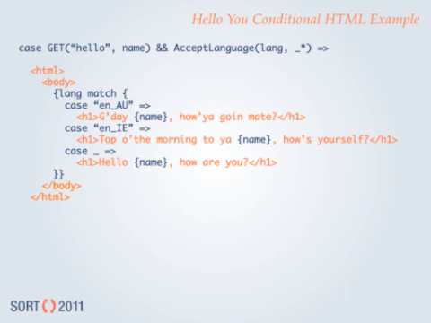In the case of ENIE, which is Irish, and someone put a URL /hello/Patrick, then we could respond with, top of the morning to you, Patrick, how's yourself? And then of course we can have a catch-all case. And again, the underscore is used to say, just match anything at all. And so here we can have a default response.